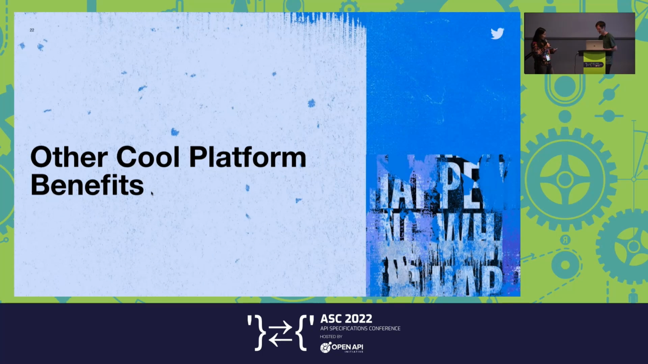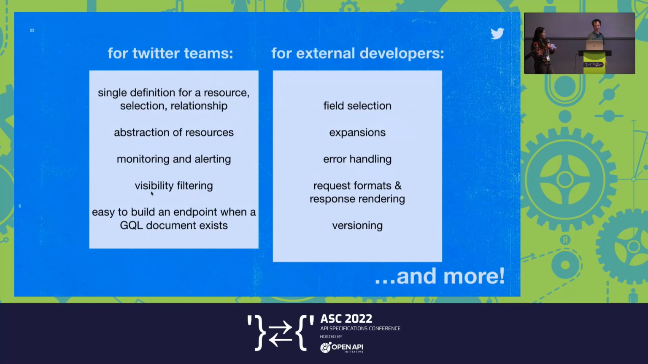Cool, but that's not all. The platform provides other features that are useful both for internal and external developers and across routes and resources. Some of these might be a little repetitive, but for Twitter teams, you get a single definition for a resource selection and relationship. These can be reused and are repeatable for different routes. We provide abstraction of resource and structure and definition away from Twitter teams. As a team building an endpoint, you don't have to know what a tweet looks like, only how you're going to use it. We also provide monitoring and alerting, which are generated and provided by default, so Twitter teams don't have to write their own.